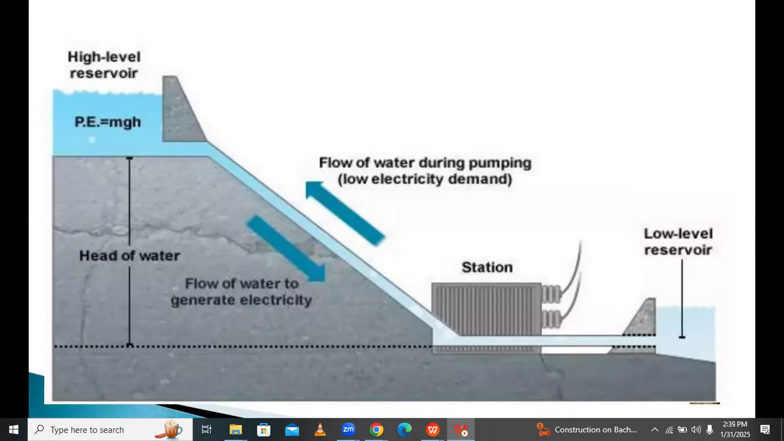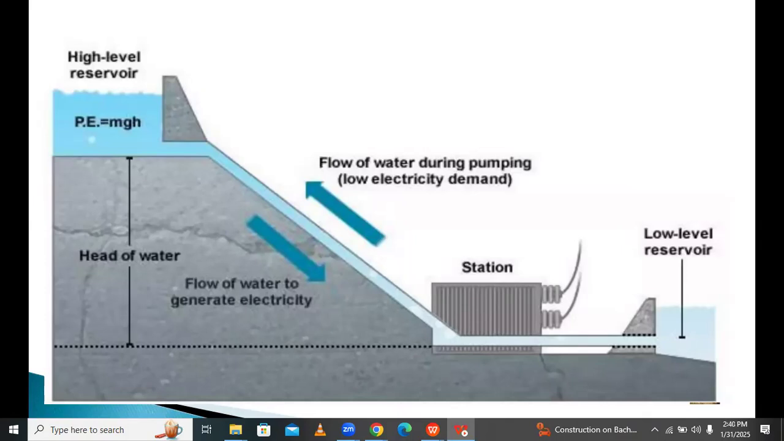So this is the operating principle of pumped hydro storage systems. Very simple. Under high load, heavy load conditions, it can supply power to the grid by generating electricity, using water transferred from the high level reservoir to the low level reservoir. It generates electricity and feeds it to the grid and maintains the stability of the system.